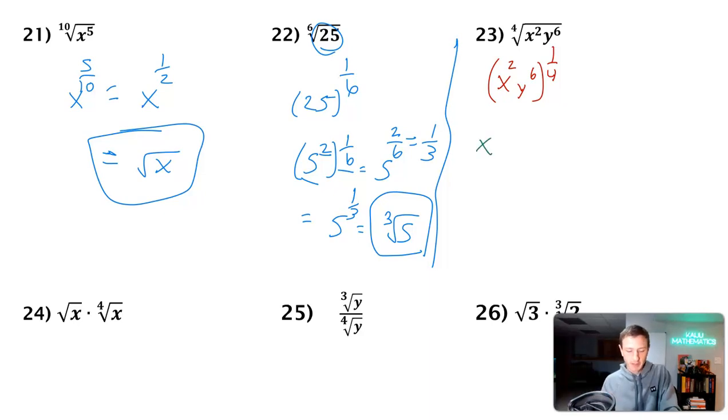That means this is going to become x to the 2 over 4, because 2 times 1/4. And this is going to be y to the 6 over 4, because 6 times 1/4 is 6/4. Now I can simplify those exponents. 2 over 4 is 1/2. For y, 2 goes into 6 3 times. 2 goes into 4 twice.